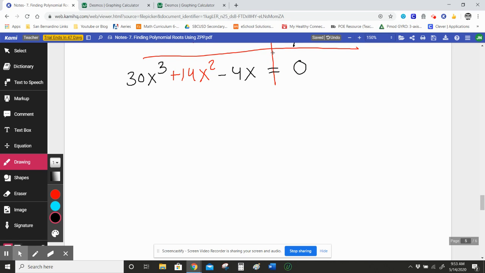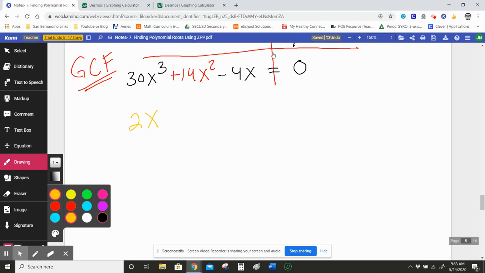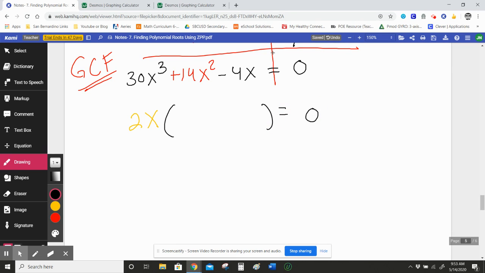So I have to factor this out completely and then set each component equal to 0. Before I move on, make sure you always check to see if there's a greatest common factor shared between all of the terms. In this case, the answer is yes. There is a greatest common factor shared between all the terms. That greatest common factor, that GCF, is actually 2x. So I can divide all of them by 2, and they also all share an x. So I can take a 2x on the outside. Once I do that, I have to figure out what's left on the inside, and the inside would be 15x to the power of 2 plus 7x minus 2.